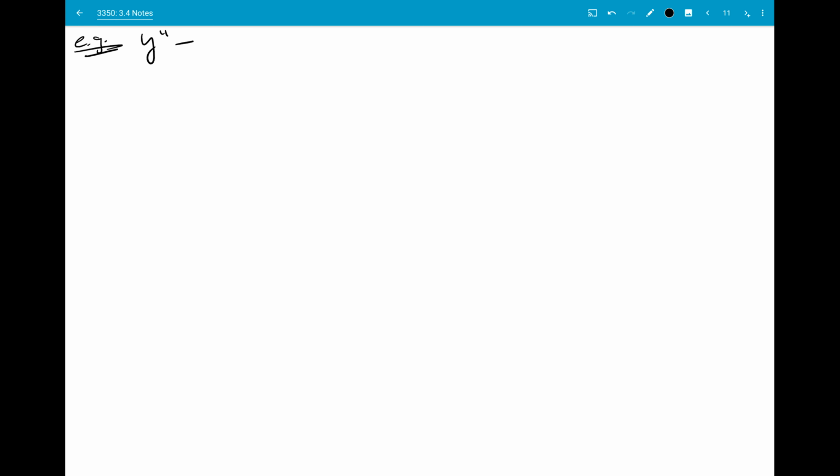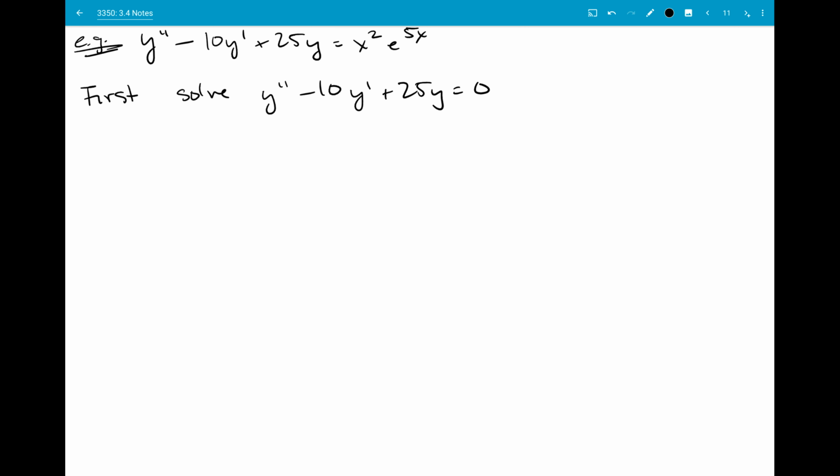So we're going to look at y'' - 10y' + 25y = x^2 e^(5x). For the rest of these, I gave you y1, y2 at the start. This one, I'm going to sit down with this equation and work through it the way that you would, start to finish. So first, I would solve y'' - 10y' + 25y = 0.